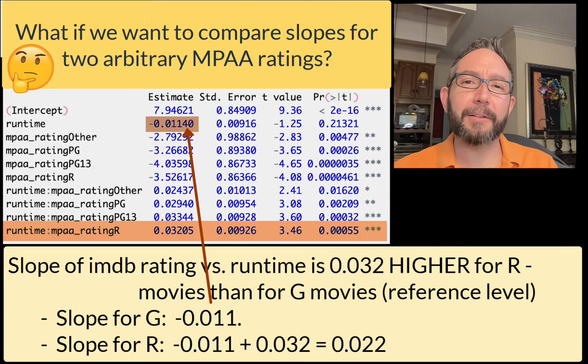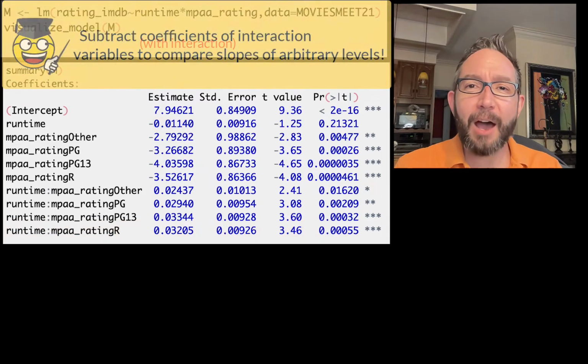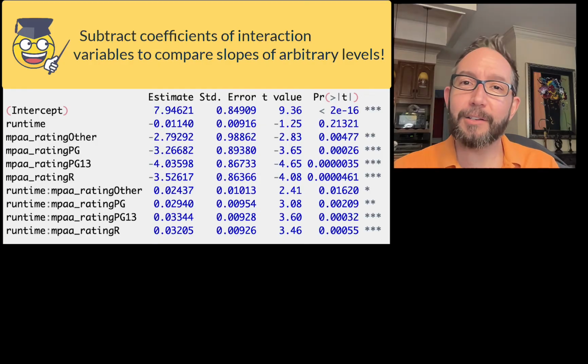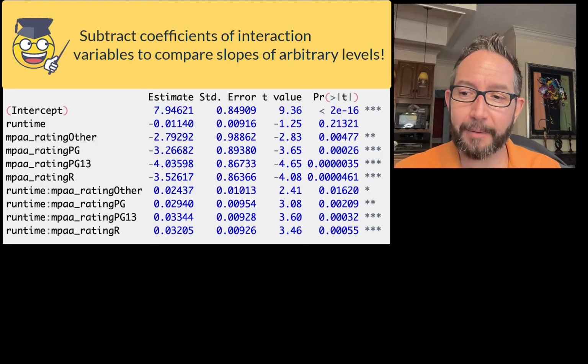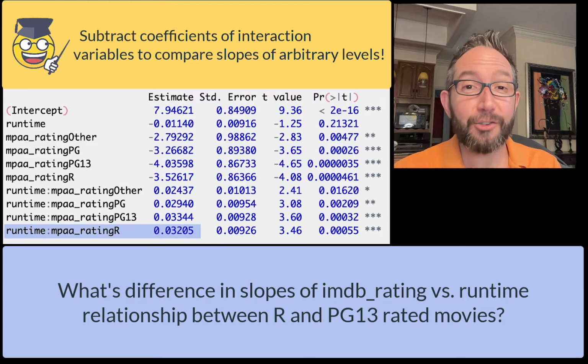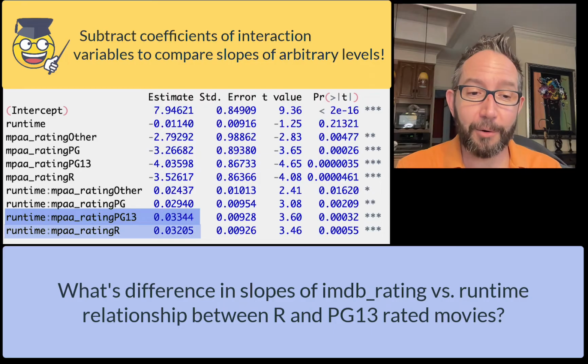What if we wanted to compare the slopes between 2 other MPAA ratings? Well, to do that, we're going to subtract the coefficients between the 2 levels that we're interested in comparing. So what's the difference in slopes between R-rated movies and PG-13 rated movies? Well, we can subtract those 2 coefficients.